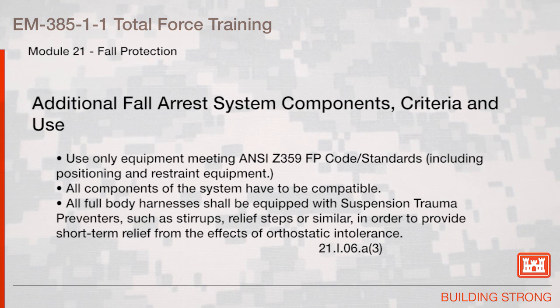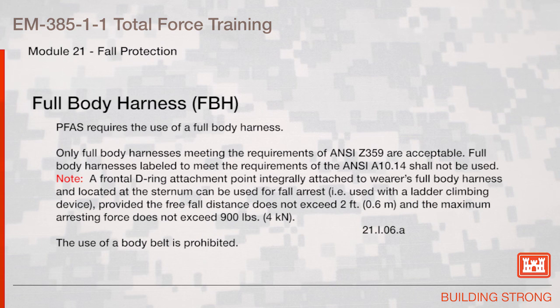Additional fall arrest system components, criteria, and use. Use only equipment meeting the ANSI Z359 Fall Protection Code and standards, including positioning and restraint equipment. All components of the system have to be compatible. All full body harnesses shall be equipped with suspension trauma preventers such as stirrups, relief steps, or similar in order to provide short-term relief from the effects of orthostatic intolerance.